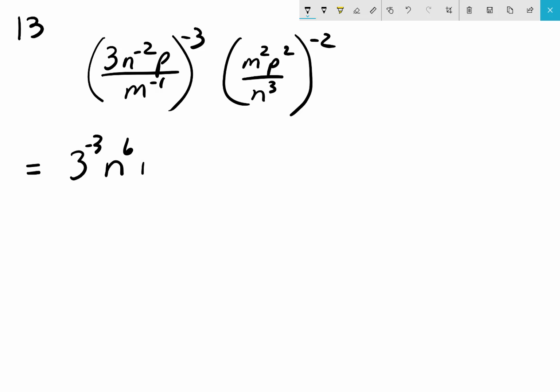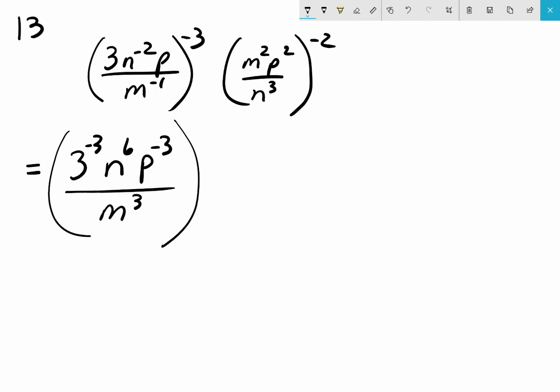Then you've got p to the first power. You're raising it to the negative 3rd. So 1 times negative 3 is negative 3: p to the negative 3. In the denominator, you've got m to the negative 1 power. You're going to raise that to the negative 3 power. So m to the negative 1 times negative 3 makes positive 3. So that's your first fraction.